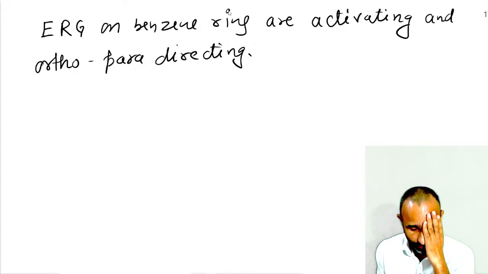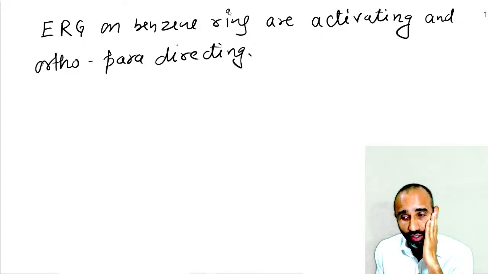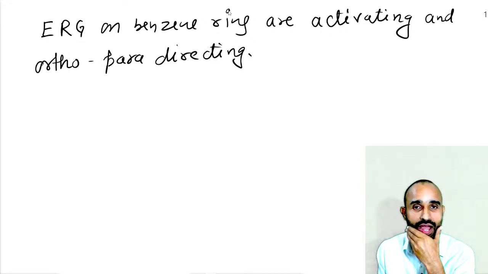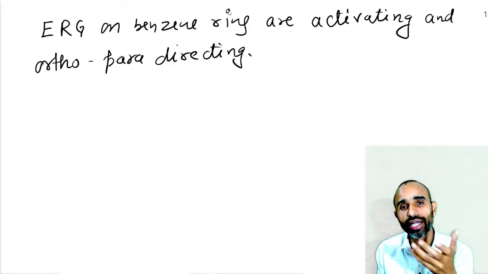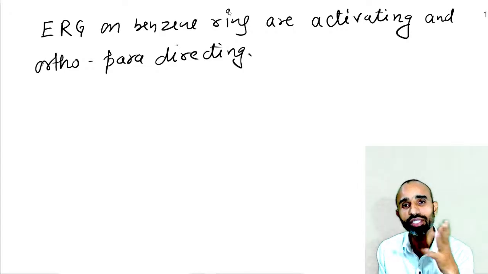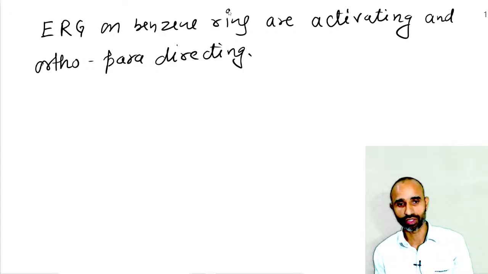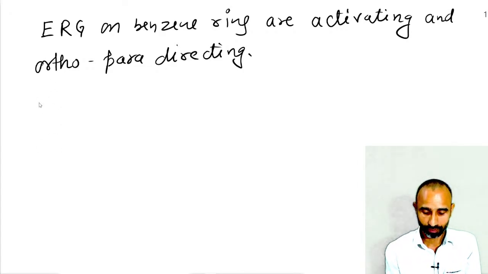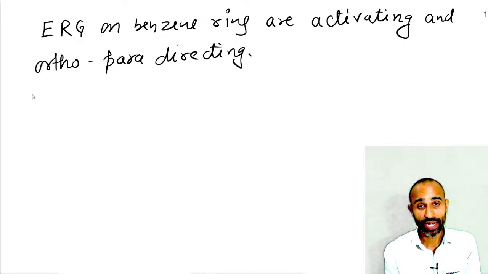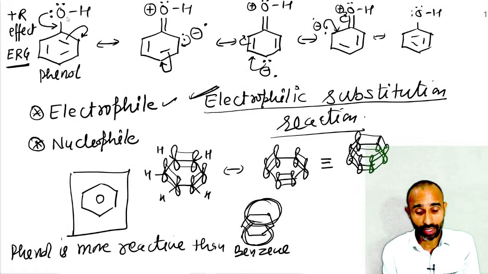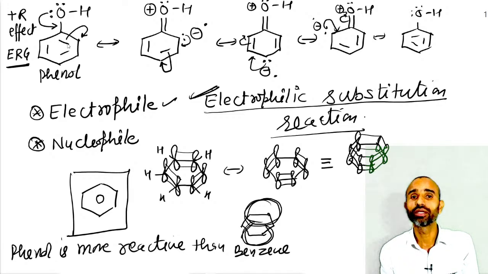Like if we do the nitration of aniline, there is a significant amount of meta product, but the reason is different. That I will let you know afterwards. Now, any group which has a lone pair on the atom directly attached to the benzene ring will show plus R effect.